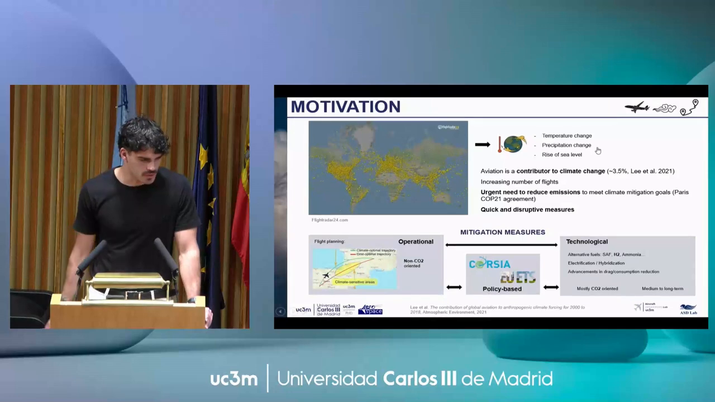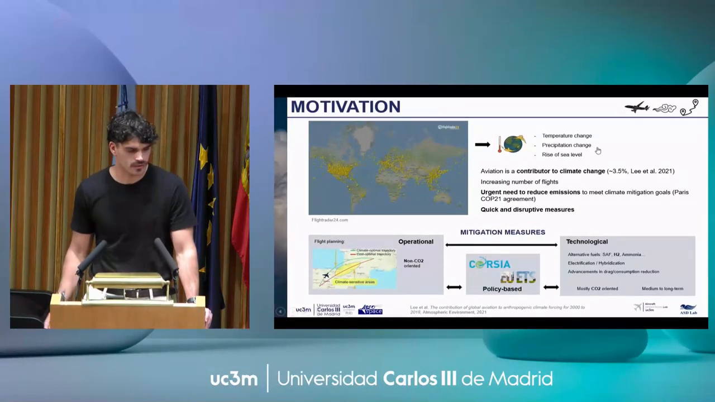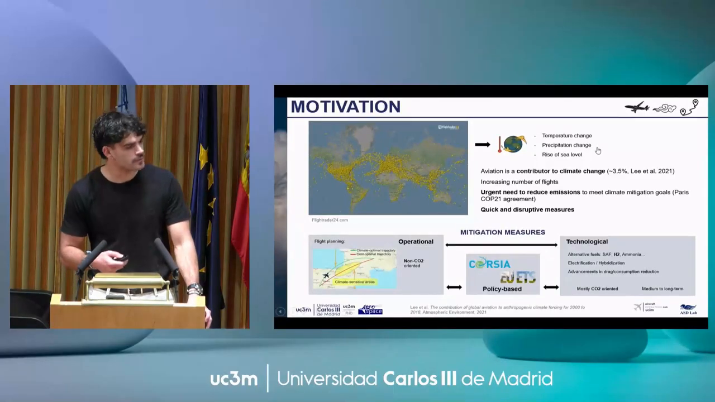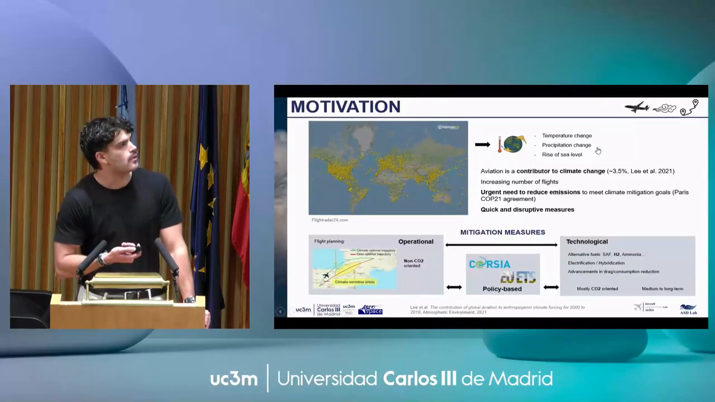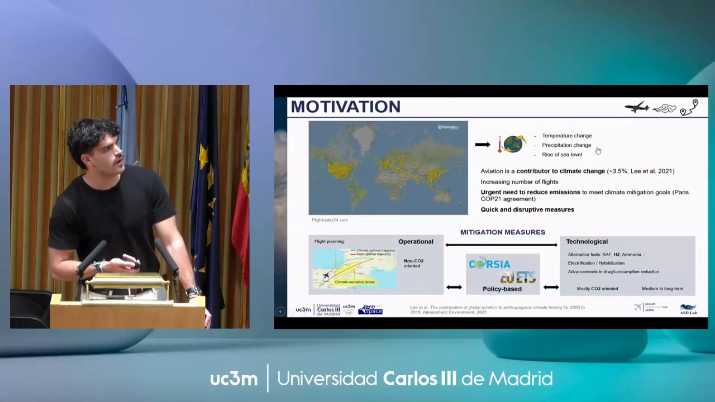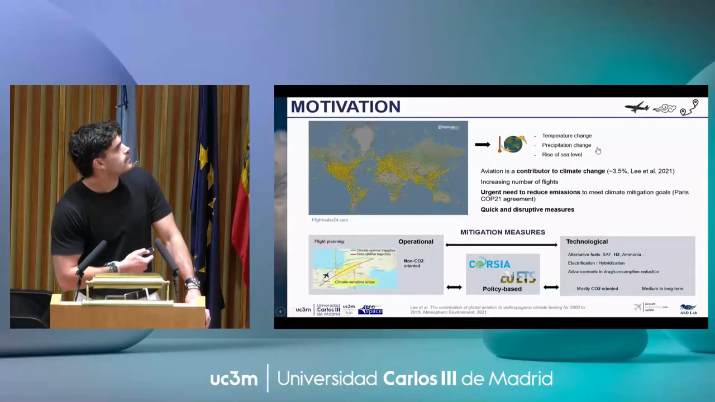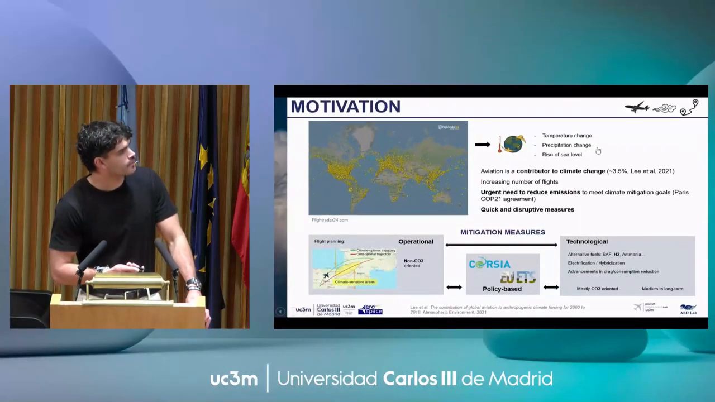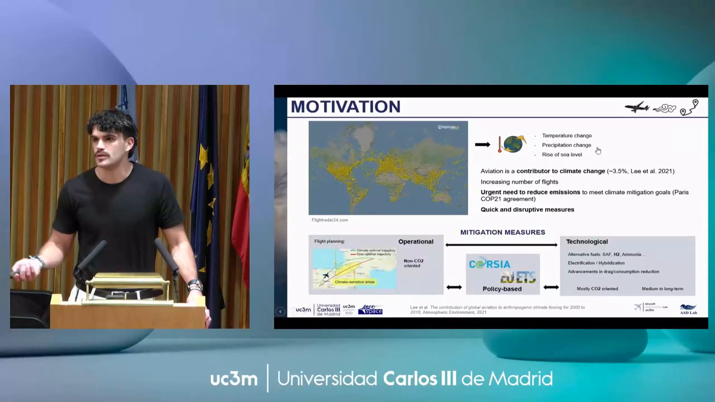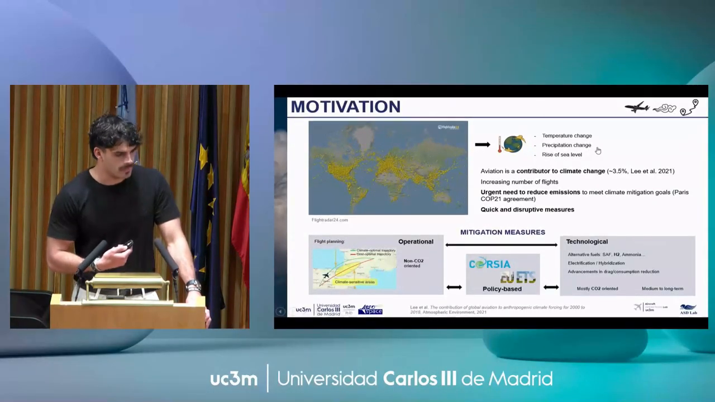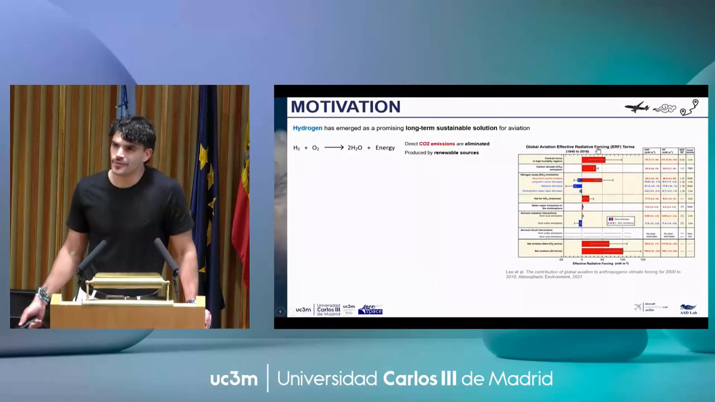We can divide these measures into three blocks, starting with technological ones that are mostly carbon dioxide oriented: alternative fuels, electrification, hybridization, and all the advancements in drag and consumption reduction. And we also have the operational measures, which is mostly flight planning, that are non-CO2 oriented; I will explain later. All of these are coordinated by the policy-based measures that we can also apply. As you may guess from the title, we're going to talk today about hydrogen.